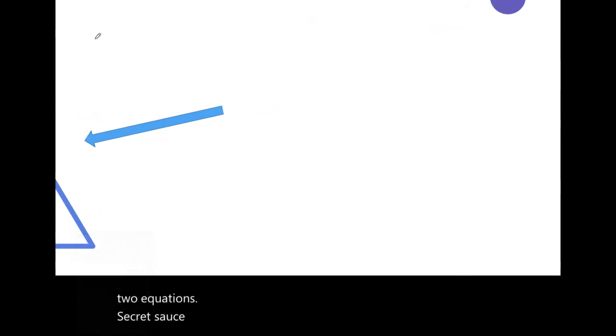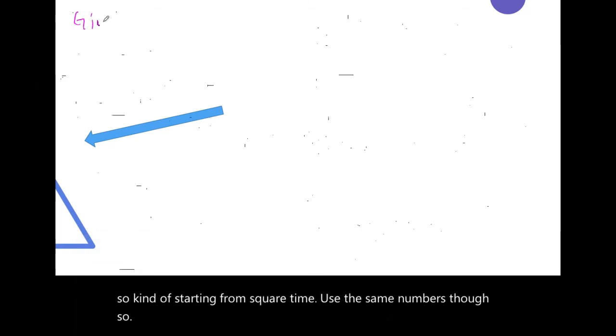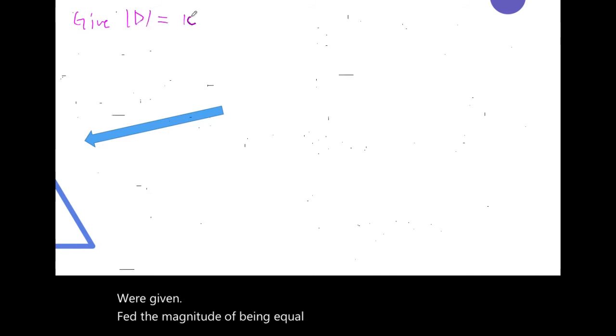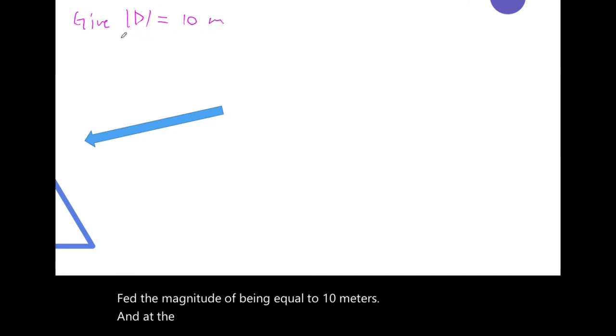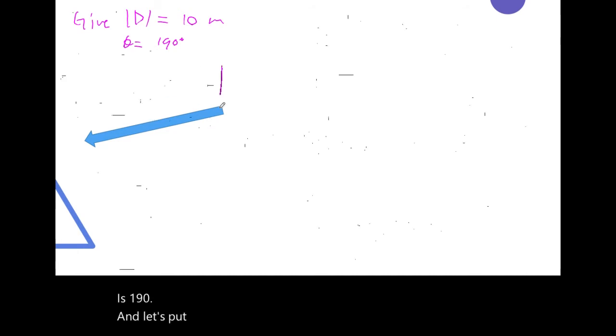So kind of starting from scratch. I'm gonna use the same numbers though. So we're given that the magnitude of d is equal to 10 meters, and that the angle is 190 degrees. Okay. And let's put our coordinate system down again. So we got that.